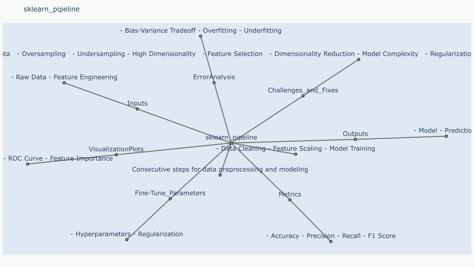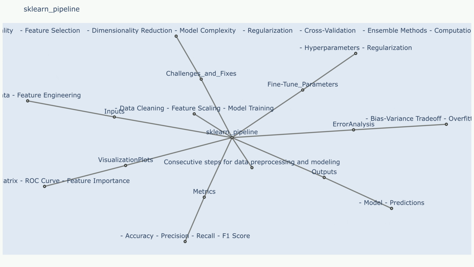Challenge 2. Overfitting. A model learns the training data too well, resulting in poor generalization to unseen data. Sample use case that resulted in challenge 2. A complex model with many parameters trained on a small dataset. Fixes to challenge 2. Regularization. Add penalties to the model's complexity, preventing it from fitting the noise in the training data.